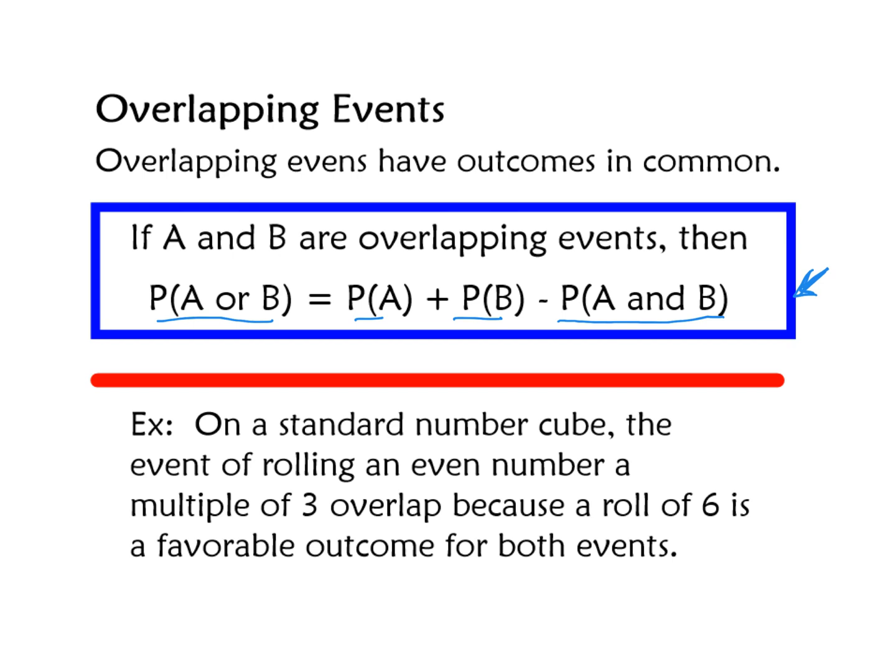Okay, so an example, on a standard number cube, so on a dice, the event of rolling an even number and a multiple of 3 overlap because of the roll of 6. So rolling an even number on a dice, that could be 2, 4, or 6. Rolling a multiple of 3, that's 3 and 6. So if I counted 5, I wouldn't be completely wrong, but the problem is the 6 is actually being counted twice, and it's just the same number. So we have to be careful of that overlap.